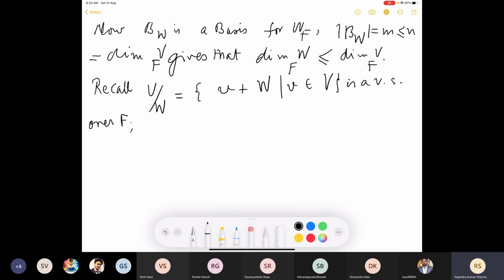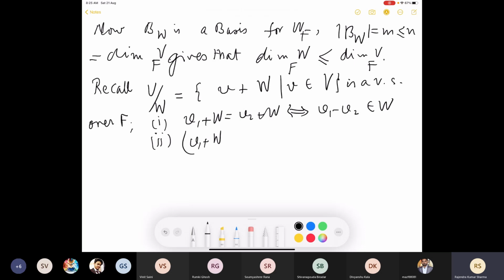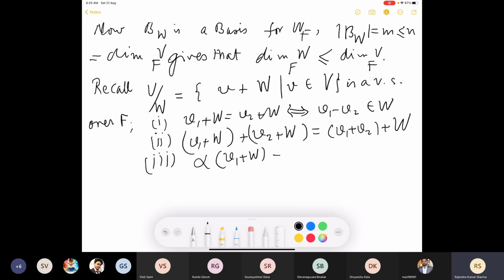Recall also a few things: two cosets are equal if and only if V1 minus V2 belongs to W. Addition of two cosets is (V1 + V2) + W, and the scalar multiplication is alpha times (V1 + W), that is alpha V1 + W. So with this addition and scalar multiplication, this V over W becomes a vector space.